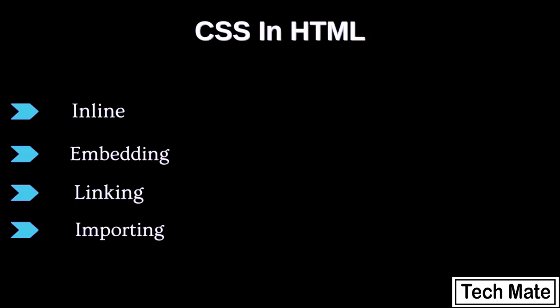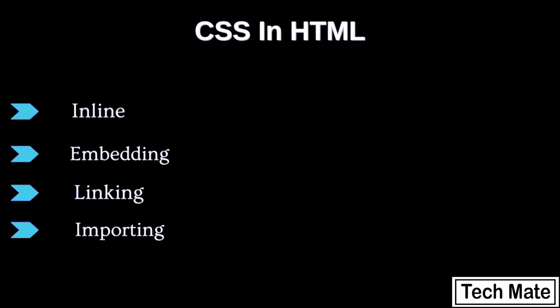First one is the inline style sheet. Inline style sheet is something where you will write any HTML tag and right after that you will use the style attribute, and inside that you will start writing all the style rules in the CSS syntax.